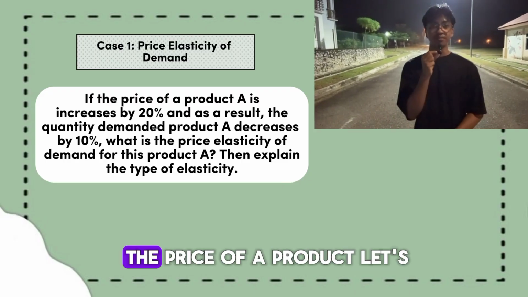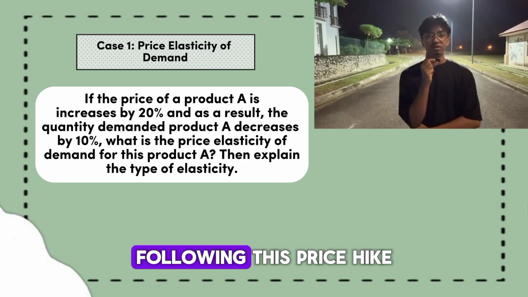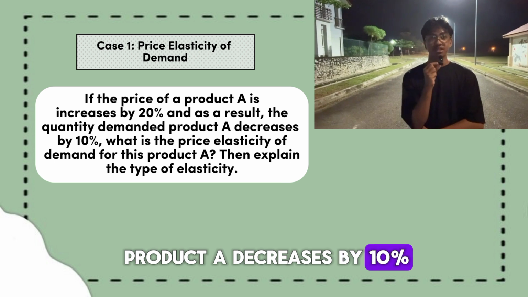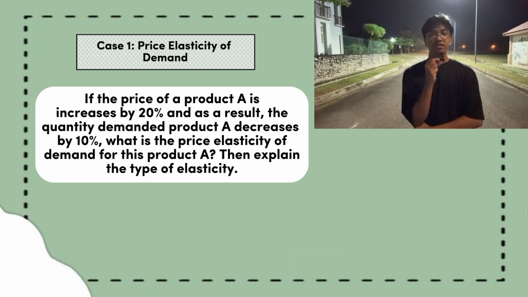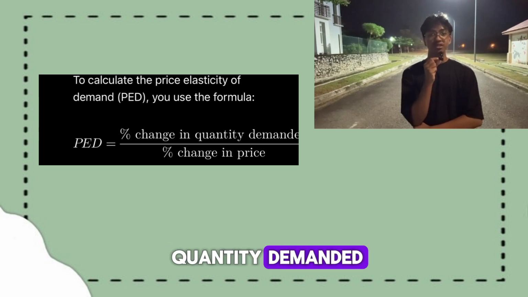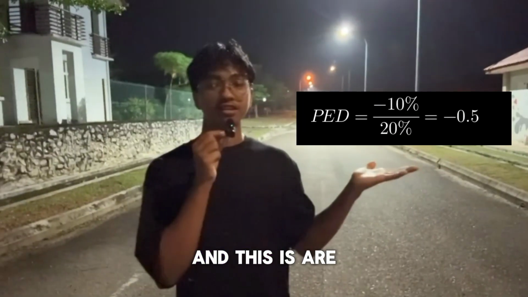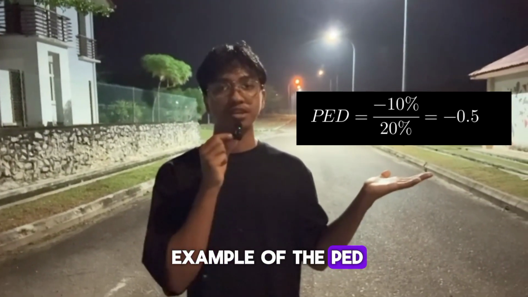Imagine a scenario where the price of a product, let's call it product A, increases by 20%. Following this price hike, the quantity demanded of product A decreases by 10%. To determine the PED, we employ a straightforward formula: the percentage change in quantity demanded divided by the percentage change in price. And this is the calculation of the example of the PED.